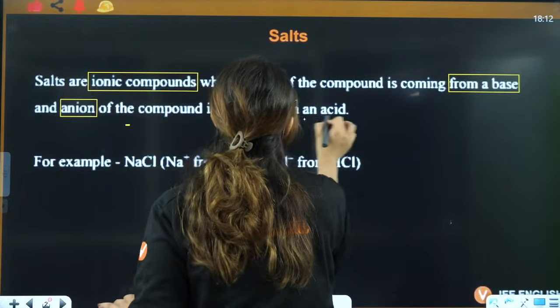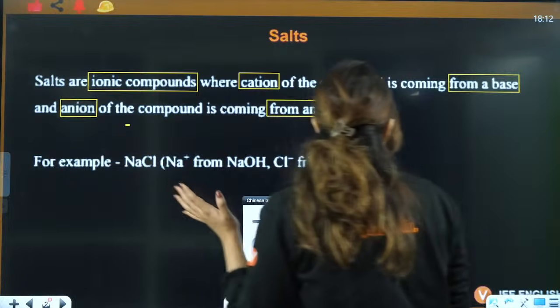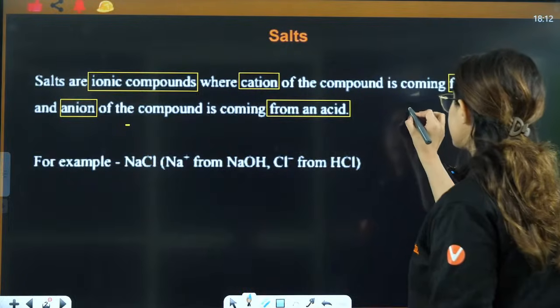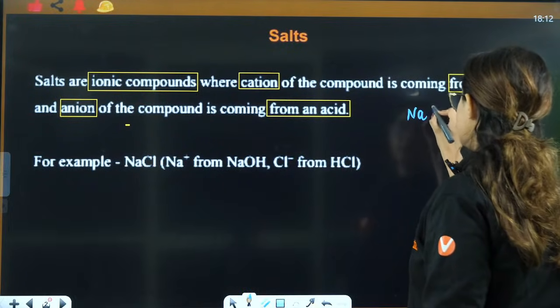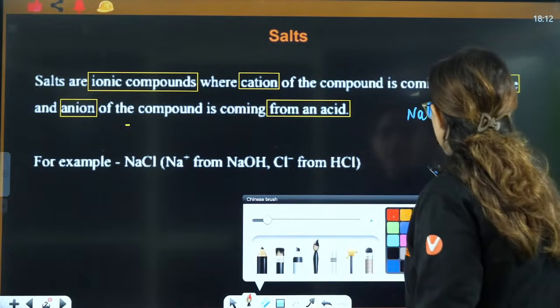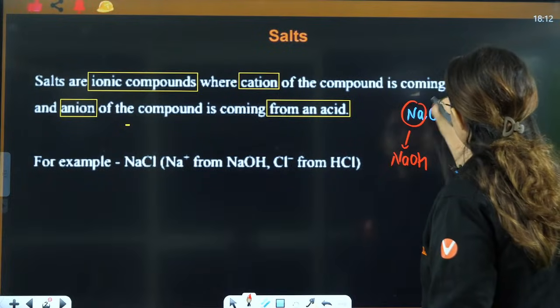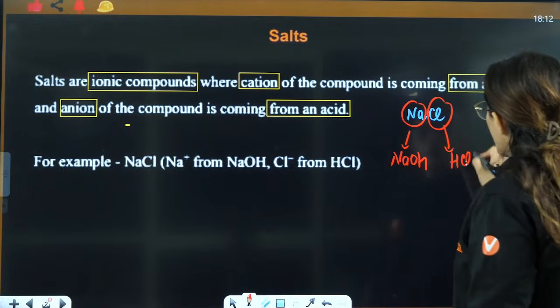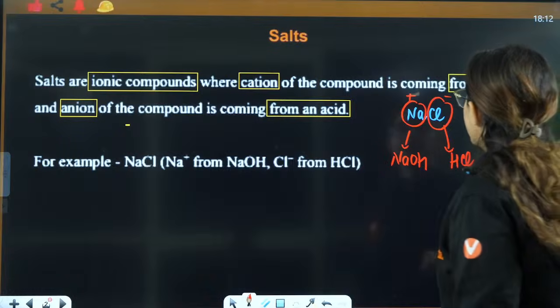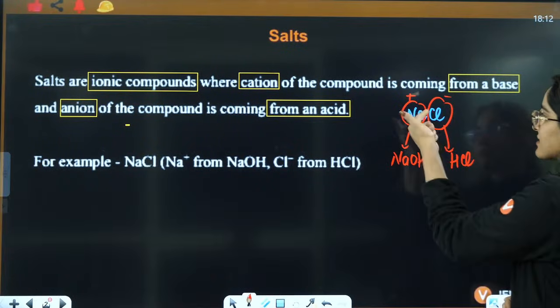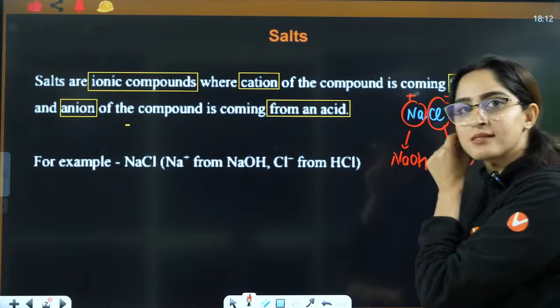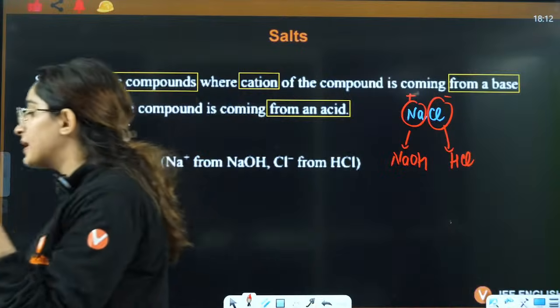Now ma'am, how can you say this? Okay, let's see, you have a salt that is NaCl. Now if you see, Na is coming from NaOH and Cl is coming from HCl. So this is positive, this is negative. So the anion is coming from an acid, the cation is coming from a base. Right? This is just a very simple example.